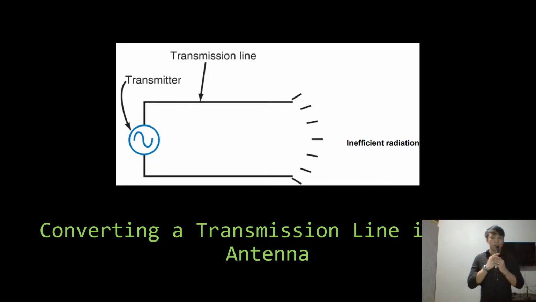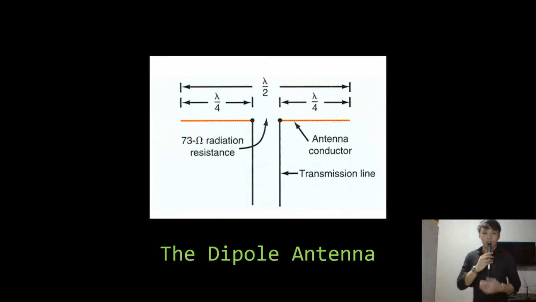Converting a transmission line into an antenna. As we can see here, the transmitter is the source of the supply. Then it transmits to the transmission line, and it produces inefficient radiation. The next one is the basic principle of a dipole antenna.